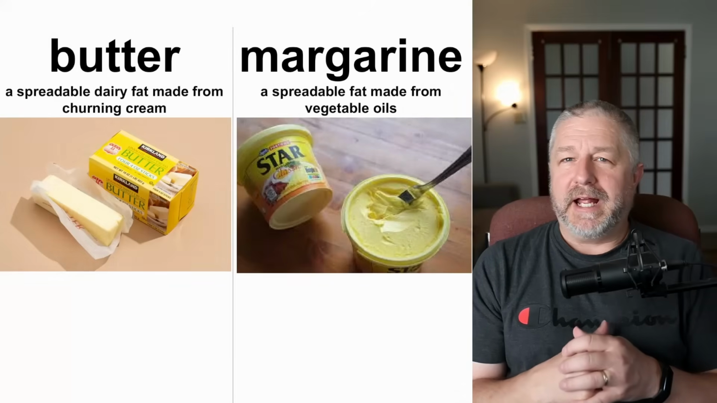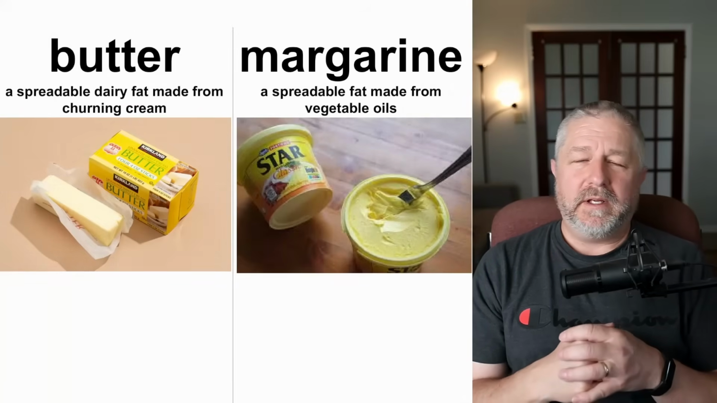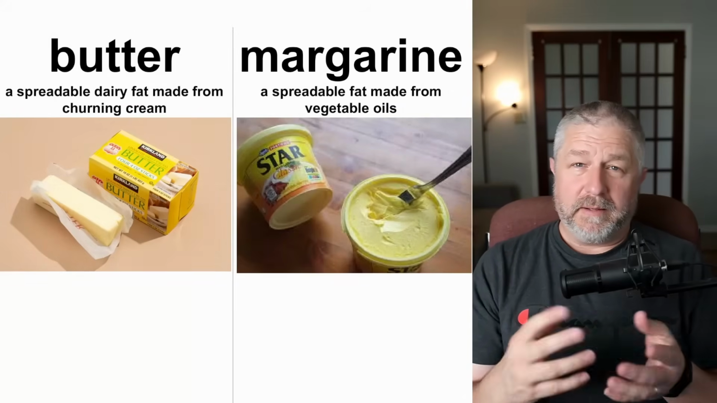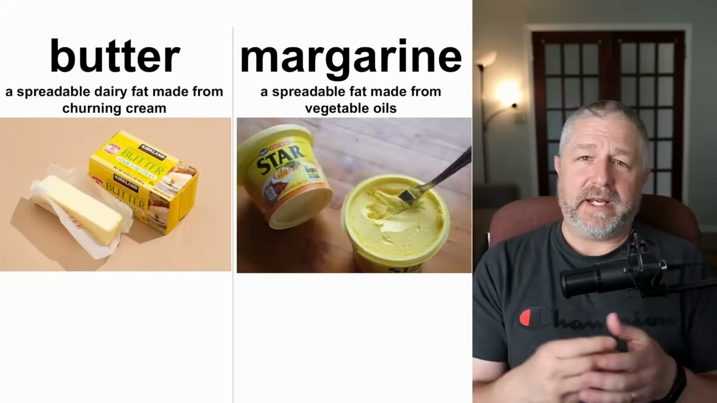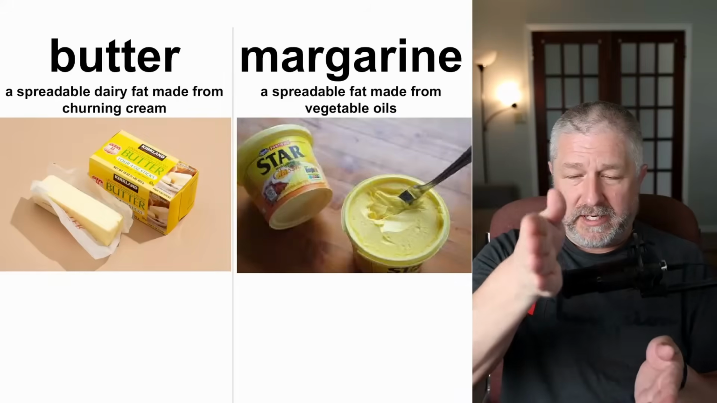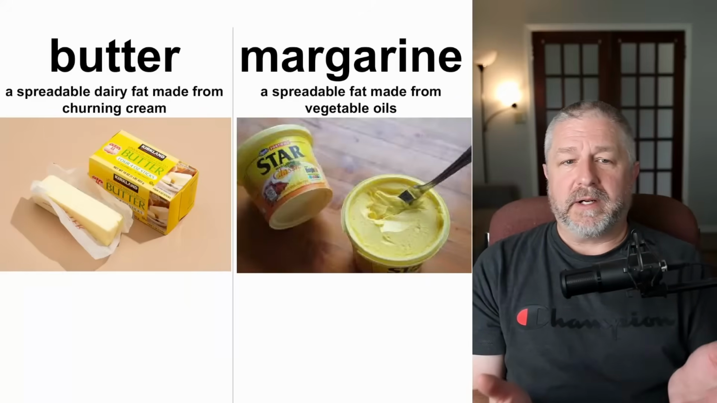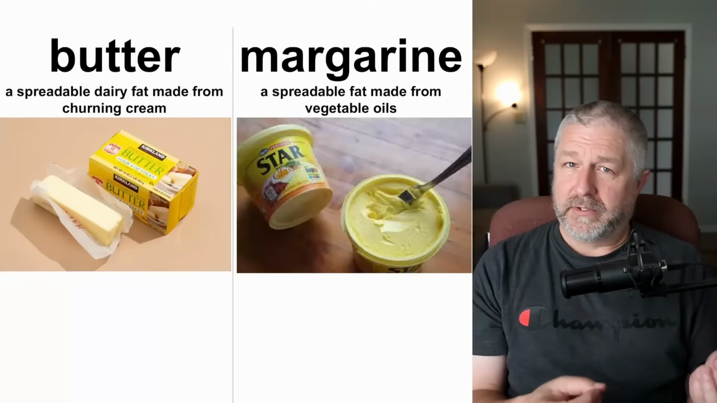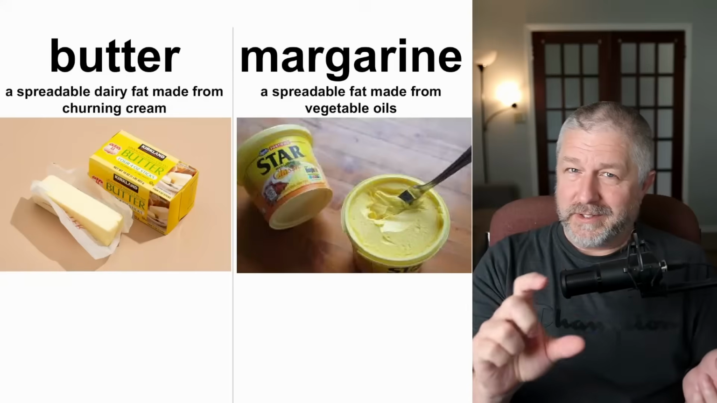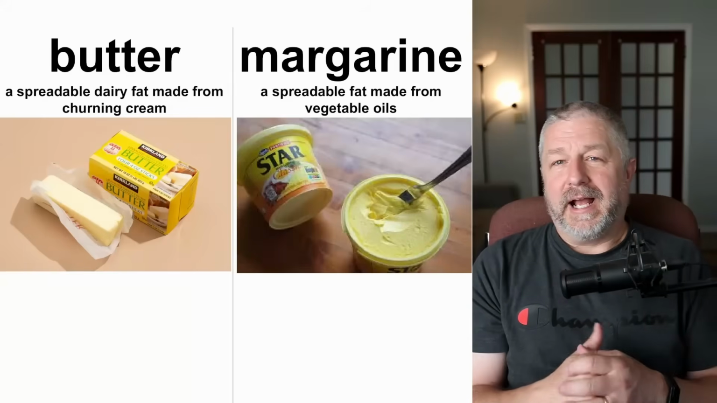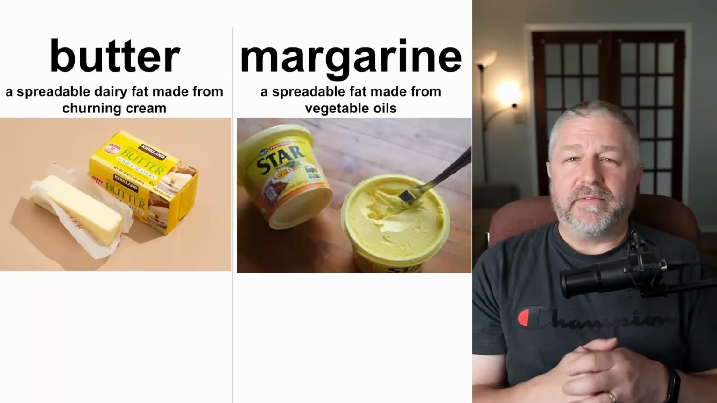Butter and margarine. So when we eat bread in North America and in many parts of the world, or when we make toast, where you put bread in the toaster and then when it pops up, you will often put butter, which is a spreadable dairy fat made from churning cream. By the way, there's extra words to learn in the definitions here. And margarine is a spreadable fat made from vegetable oils.